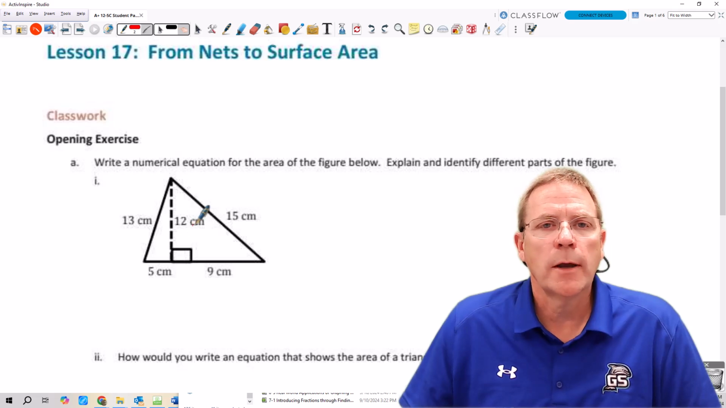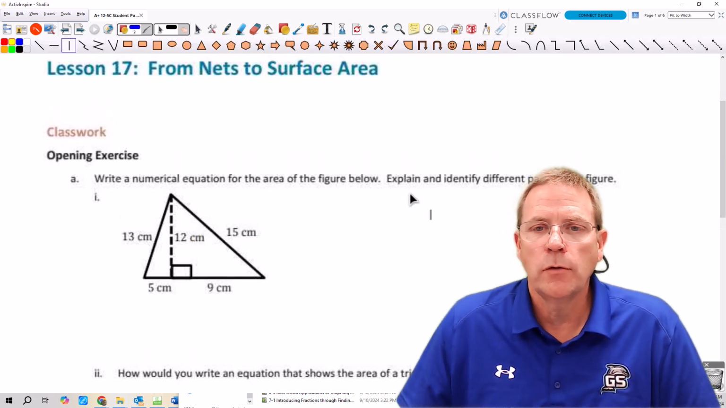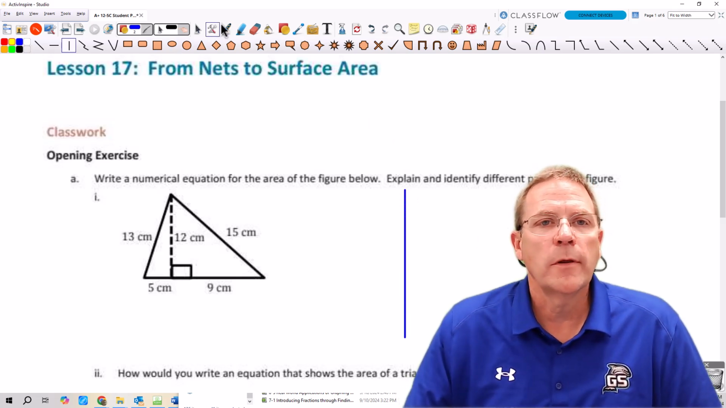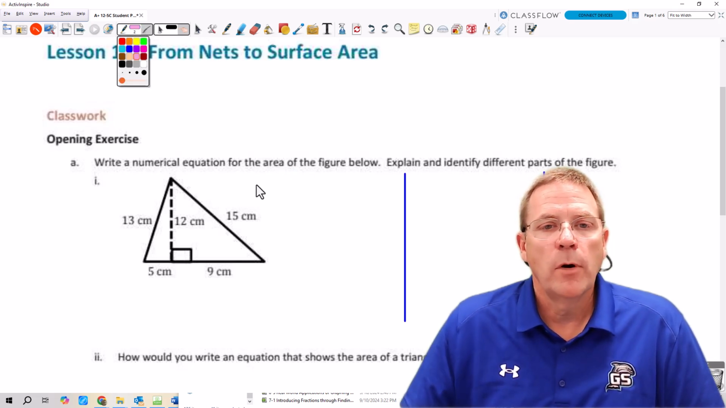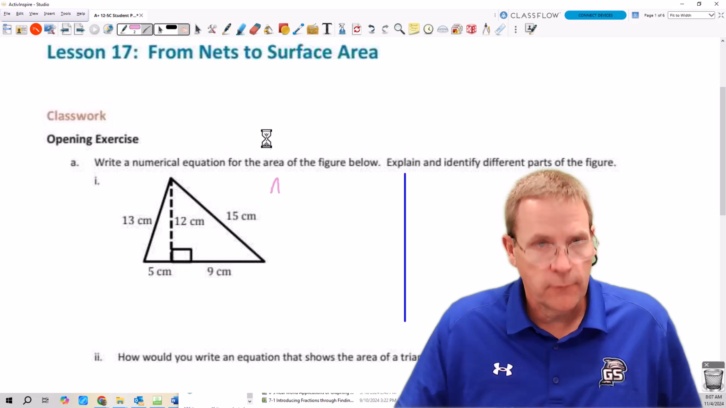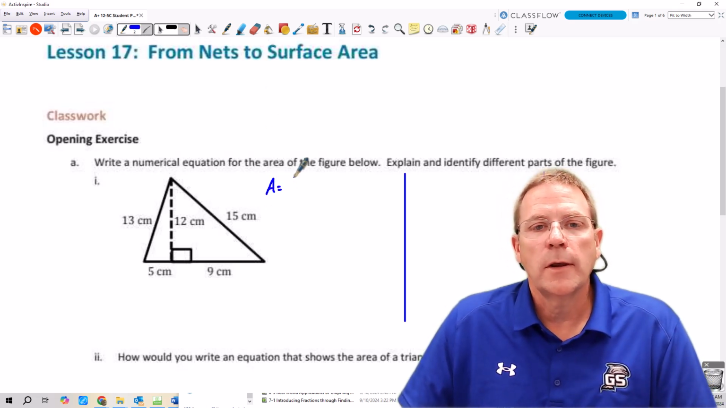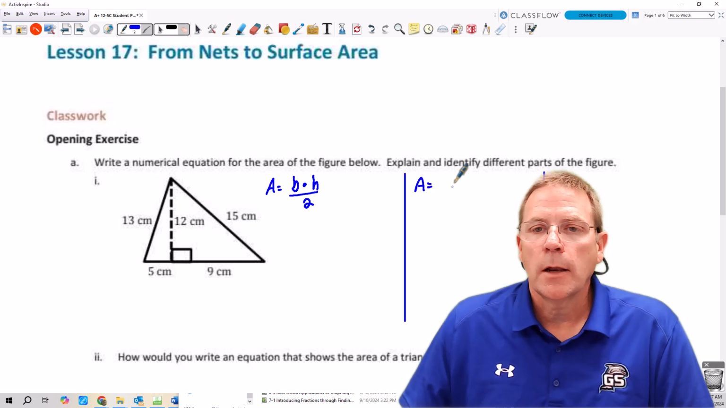Here we have a triangle, and if you recall, I gave you three different formulas that you can use for the area of a triangle. All three formulas get you to the same answer. The formula that I prefer to use most of the time is area is equal to base times height divided by 2. If I'm working with a fraction, I like to use area is equal to 1/2 times base times height.